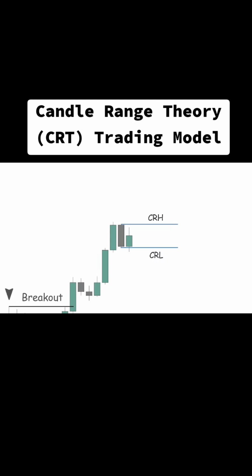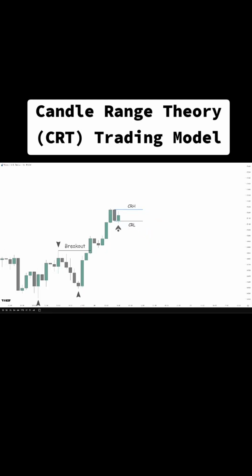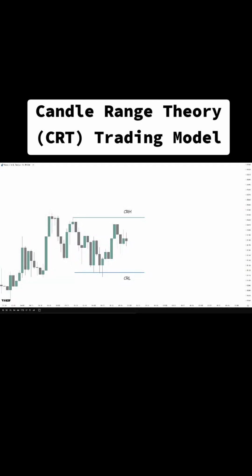Here we can see that the price penetrated below the CRL with a wick and closed back inside the range. So with our range candle and sweep candle formation, we will look for a long trade and expect the price to complete the CRT model with an upward move. But the question is, where do we enter the market? To execute the trade, let's zoom into the 5-minute chart to set our entry.